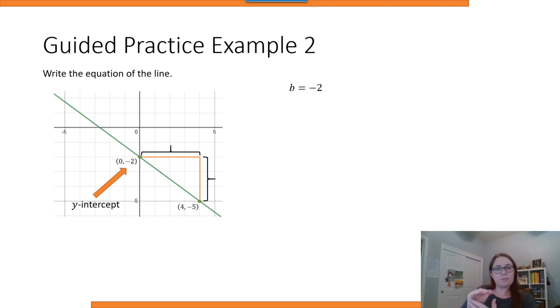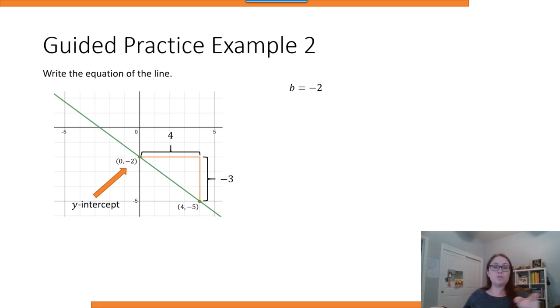So looking at it from that perspective, the rise here, if I start at the bottom right, I'm going from -5 up to -2. So that's a distance of -3. I'm going down to the right. So that's how I know that I have a negative slope here. This line is decreasing. So I make that a negative. And then I'm going in a positive direction on the run there. And that distance is 4, going from 0 to 4. So my rise over run on my slope would be -3 over 4.